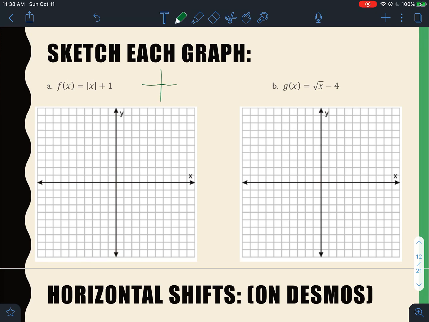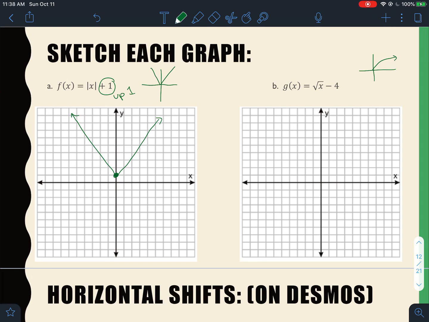Okay, we know that the absolute value of x from up above looks like a v. If I add 1 to that, that's going to move that entire graph up 1. So it's going to shift that entire graph up 1, and then it's just going to be the v graph, but moved up 1.